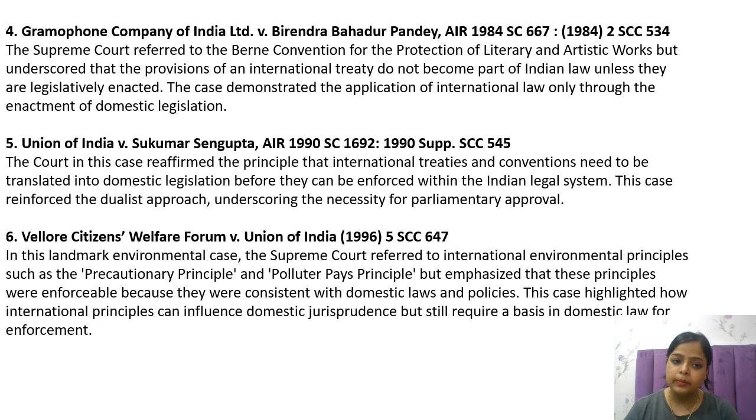Next is the Union of India versus Sukumar Sen Gupta, 1919. Again, in this case, the principle that international treaties and conventions need to be translated into domestic legislation before they can be enforced in the Indian legal system was highlighted. So parliamentary approval was given emphasis. So the necessity is given under this case.